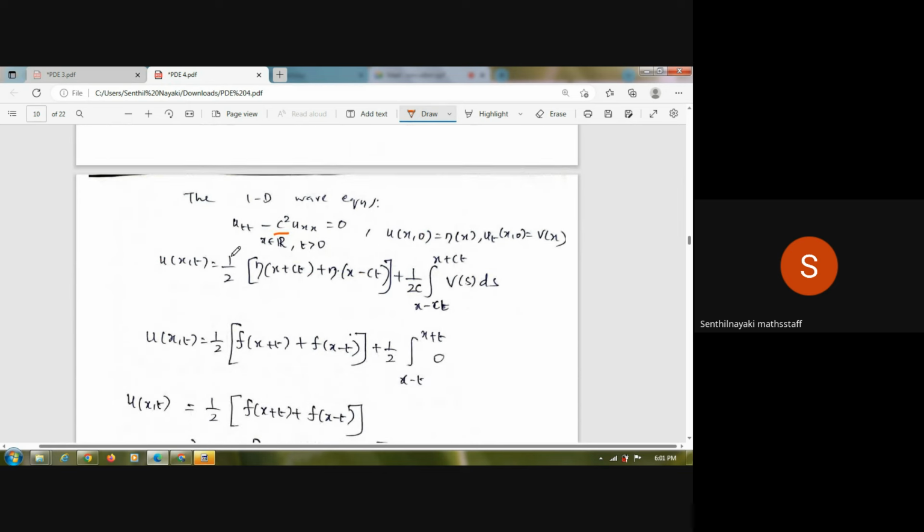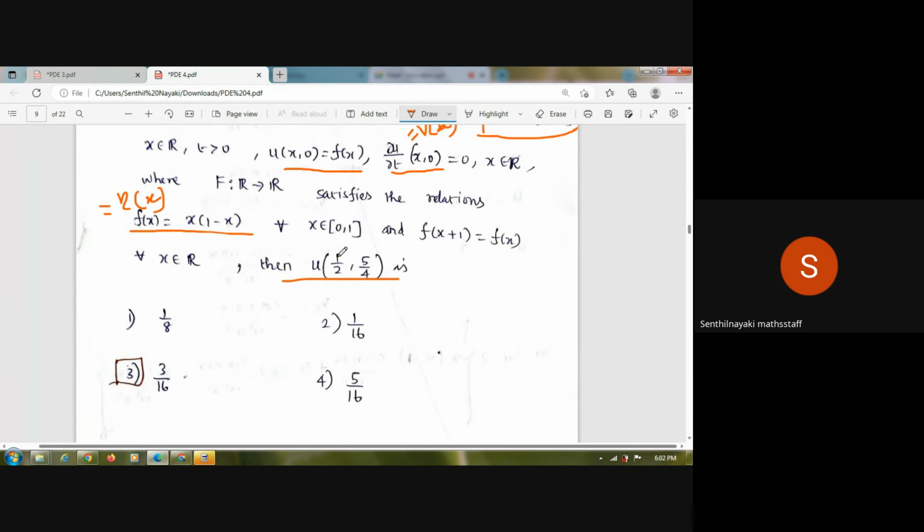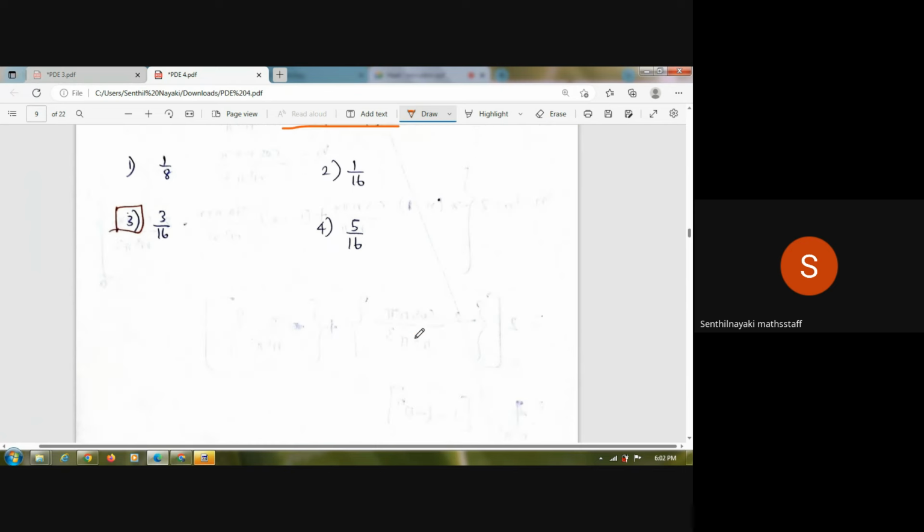So u of x comma t. In this coordinate, the first term is the x value and the second term is the t value. So we can substitute the x and t values here, then we get the limit values. How can we find the x and t values? It is given in the question itself. u of 1 by 2 comma pi by 4 we have to find out. Therefore x equal to 1 by 2, t equal to pi by 4.